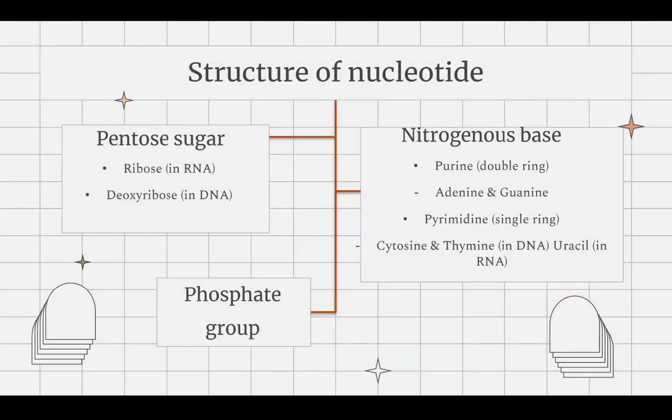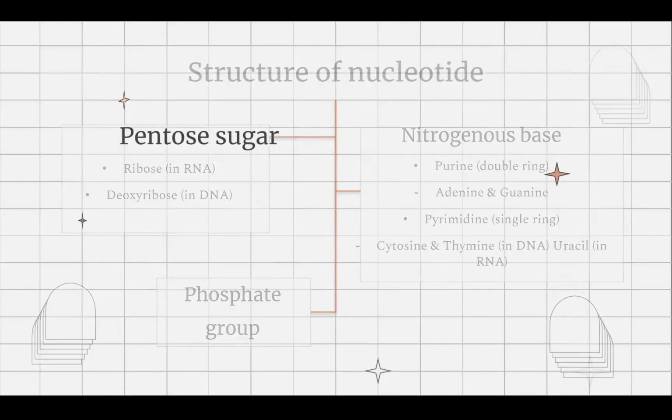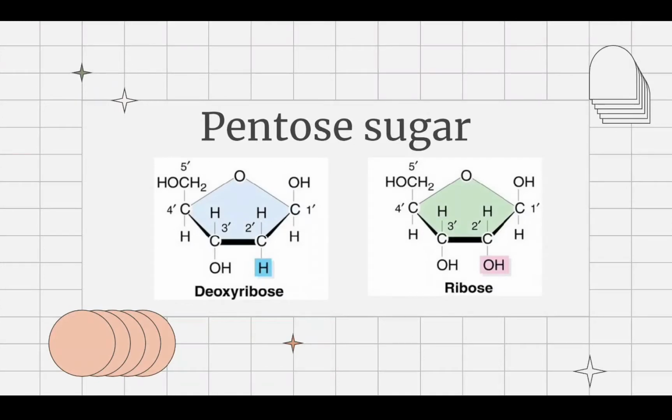There are three structures of a nucleotide, which is pentose sugar, nitrogenous base and phosphate group. There are two types of pentose sugar, which is deoxyribose and ribose. Deoxyribose is in DNA and ribose is in RNA.